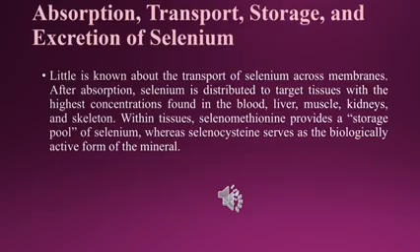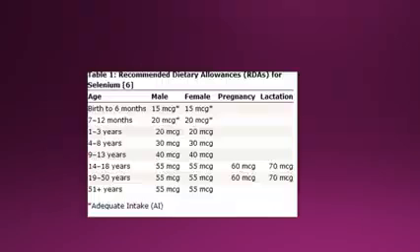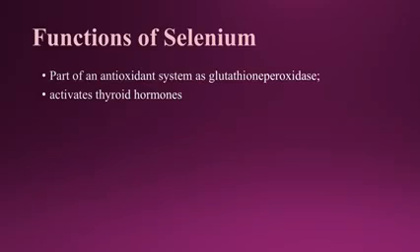In case of selenium deficiency, there is no specific disease. The disease associated with selenium deficiency is Keshan disease, a cardiomyopathy that affects the function of the heart. And in case of selenium toxicity, excessive supplementation of selenium causes diarrhea, nausea, vomiting, and cramps.